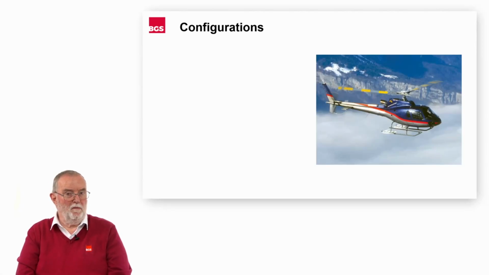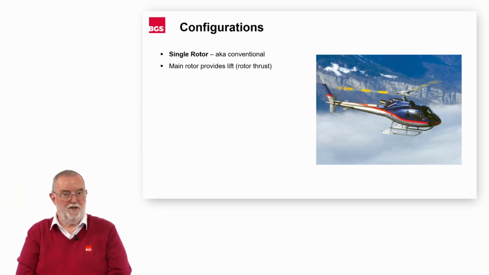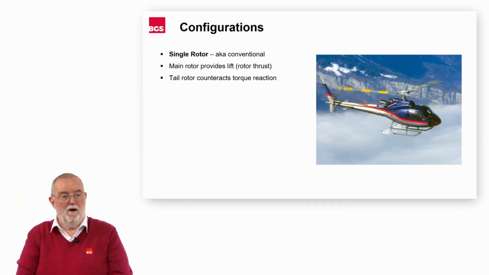Of course, the one we're all most familiar with is the single rotor, sometimes just called a conventional helicopter. So a single main rotor, which provides the lift or rotor thrust, and a tail rotor to counteract the torque reaction. Now, I've looked to try and see how much of that is doing what. I can give you my gut instinct, and that is, yeah, we already know that the tail rotor will take 10 to 20% of the engine power to counteract the torque.